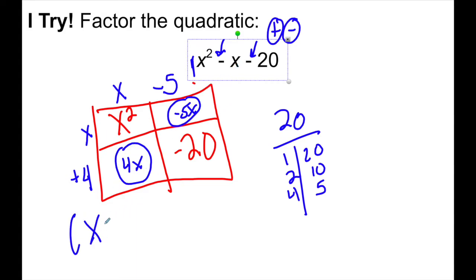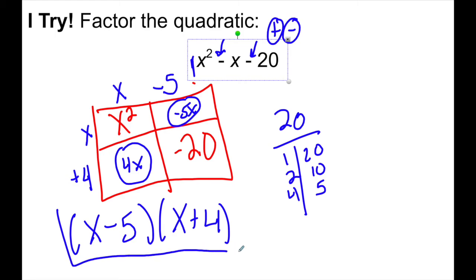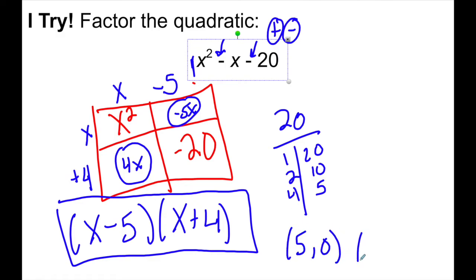So my factored form is x minus 5 times x plus 4. That's the answer if I say to factor it. If I ask for the roots, intercepts, etc., we know the intercepts are (5, 0) and (negative 4, 0).